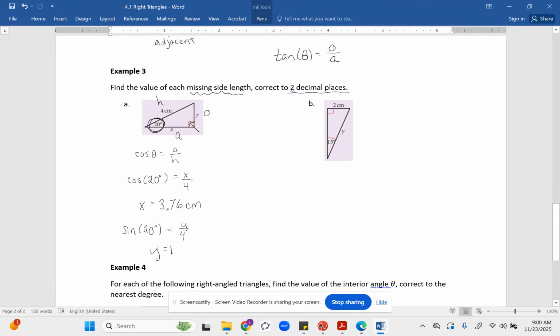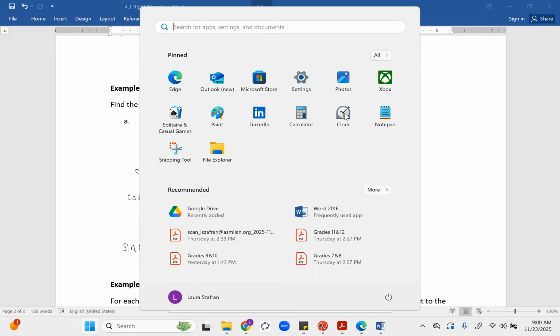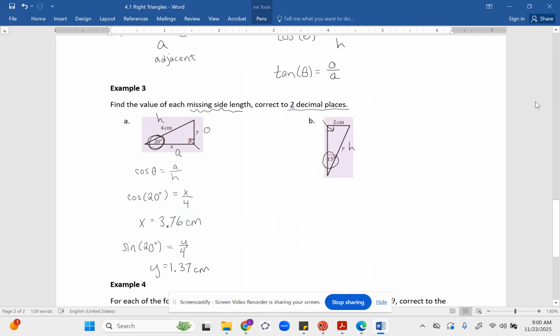Okay, I encourage you to try the next one on your own, but I'll go through it with you as well. If you want to watch, you can. So for part B, I'm going to circle the angle, 15 degrees. Remember, circle the angle, label the hypotenuse, which is y. The right angle points at the hypotenuse. And then the 2 centimeters, in reference to this angle here, the 2 is opposite or across from it. It's not adjacent.